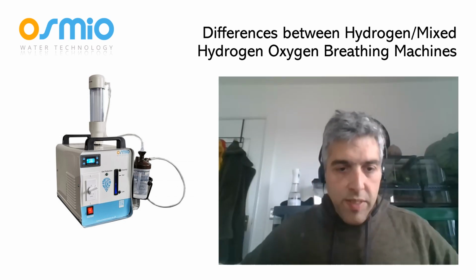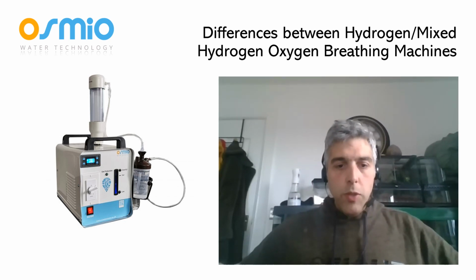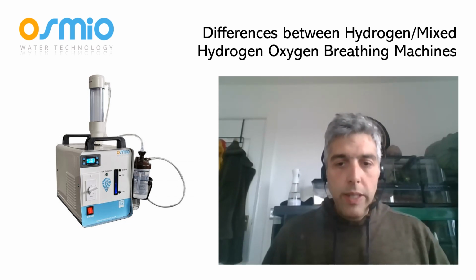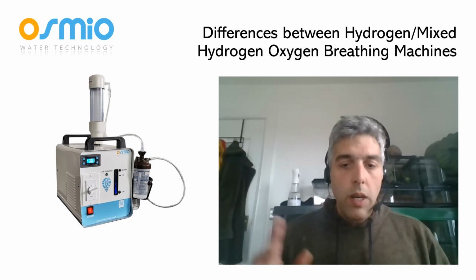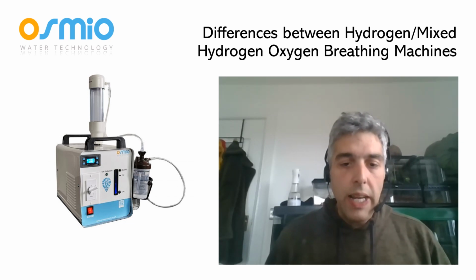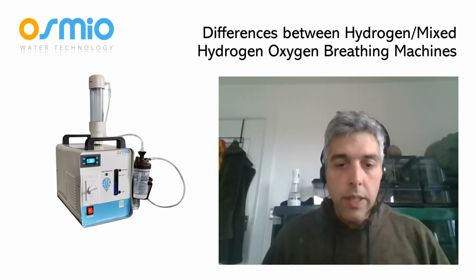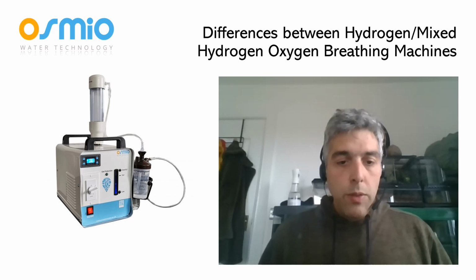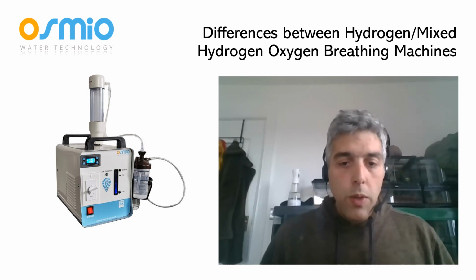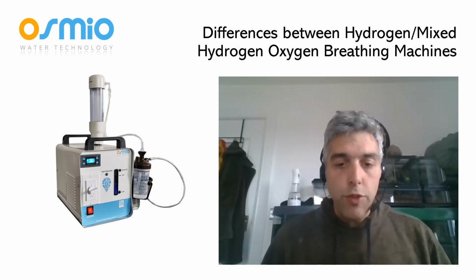So the purpose of this presentation is to explain the differences between various hydrogen and mixed hydrogen-oxygen breathing machines. Now it's specifically about breathing machines and not about hydrogen water, because there is a limited dosage one can get from taking a hydrogen type product in a water form. Whatever product you're using, there's only so much water you can drink, and your dosage is therefore your volume of water you drink plus also the amount of hydrogen in it. So when you're breathing, actually you are getting a much higher dosage of hydrogen or mixed hydrogen oxygen.